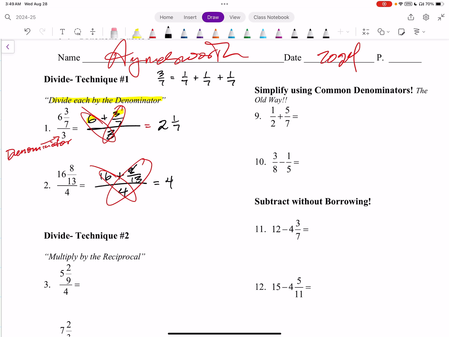So 16 divided by 4 is 4. And then since 8 divided by 4 is 2, 8/13 divided into 4 equal parts is 2/13. So you get 4 and 2/13. So you divide each by the denominator. There's your technique. Now, sometimes it's not possible, right?